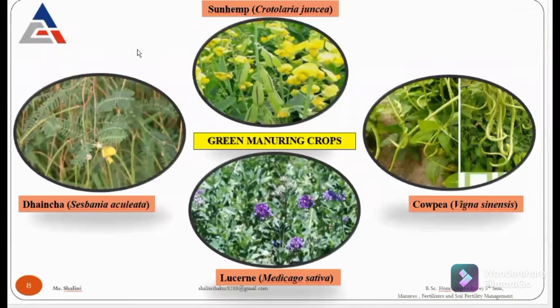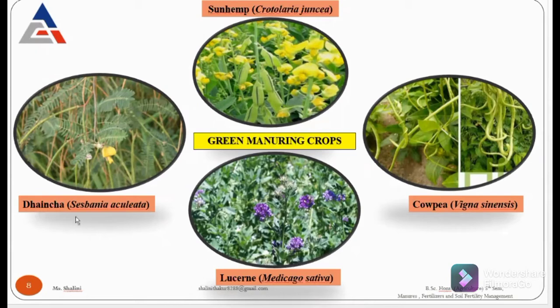So these are the green manuring crops. Green manuring in situ crops are sunhemp, cowpea, lucerne, dhaincha. There are many more, like berseem and pea also. So you have to learn the examples of green manuring crops in situ.